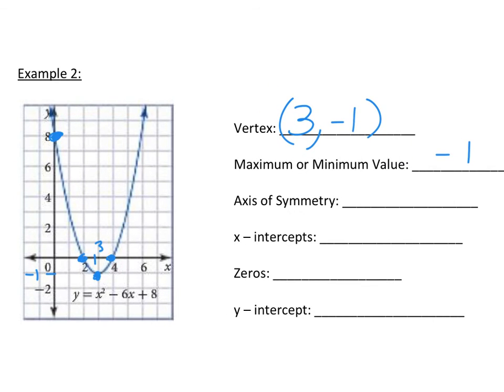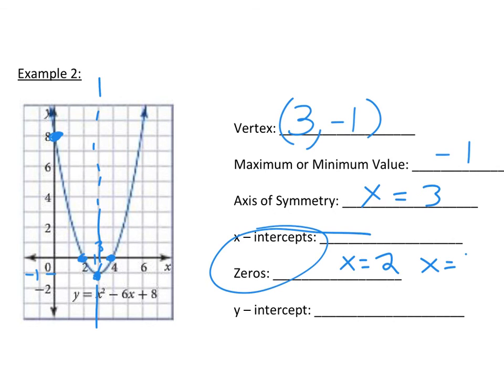The axis of symmetry is the x value of my vertex that cuts the parabola in half, which is at 3. My x-intercepts and zeros are the same. There are 2 of them in this case. There's one at 2, and there's one at 4. My y-intercept, there's only one. There can only ever be one, and it's at 8.